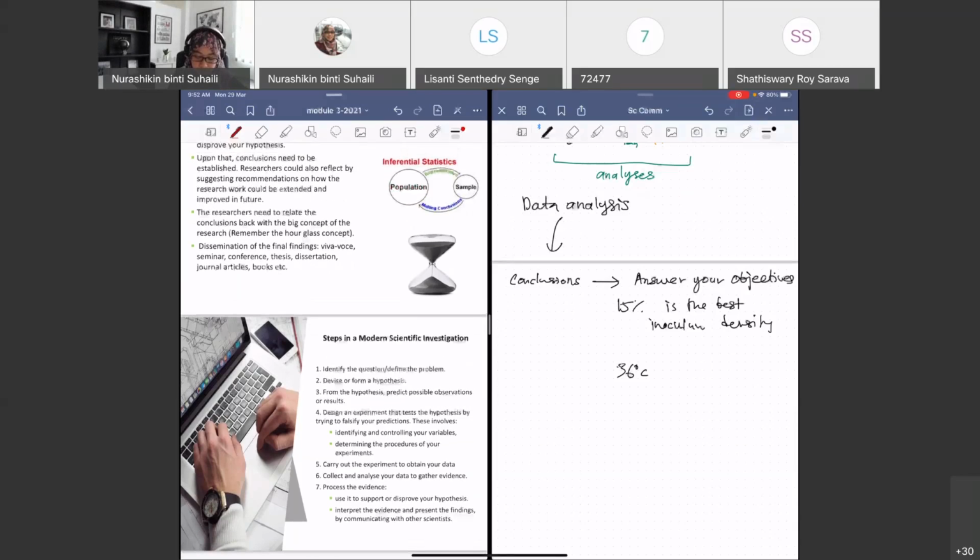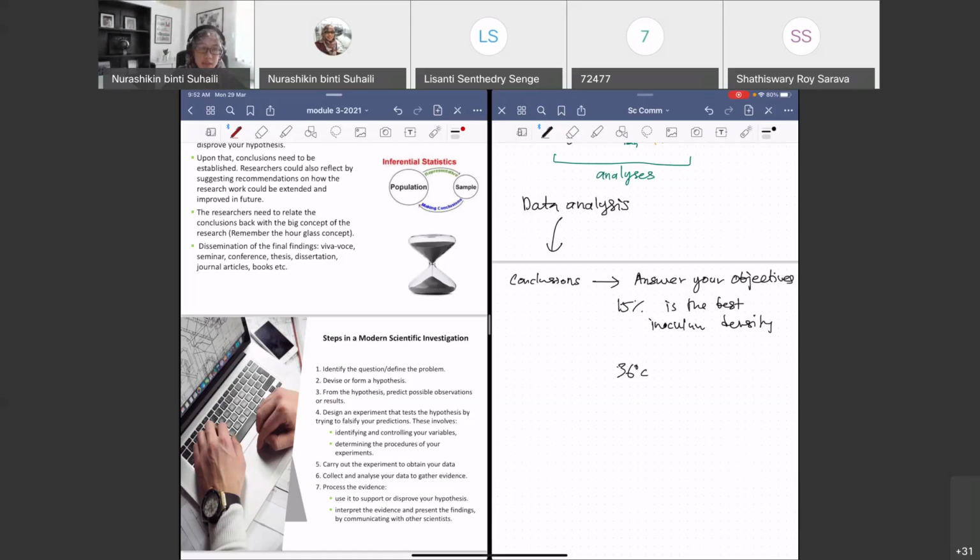So you carry out the experiment. When you carry out the experiment, you have to collect and analyze your data. As I mentioned just now, how you analyze it depends on your research. You have to know what kind of analysis, and you also have to know the type of data that you are dealing with. So that's why you learn statistics in your first year, in order to have an understanding of data analysis. And then you process the evidence.